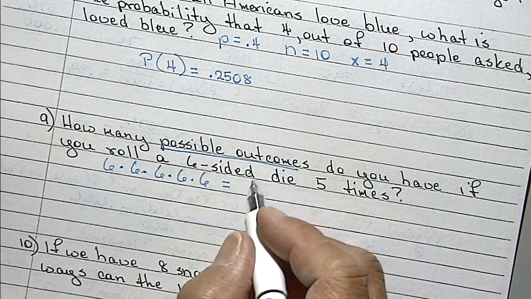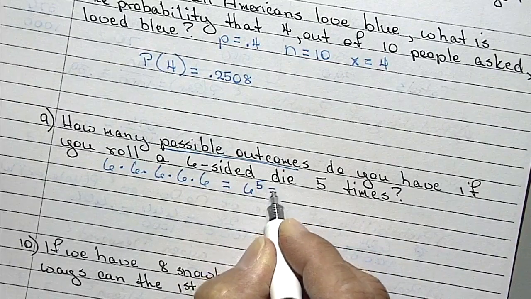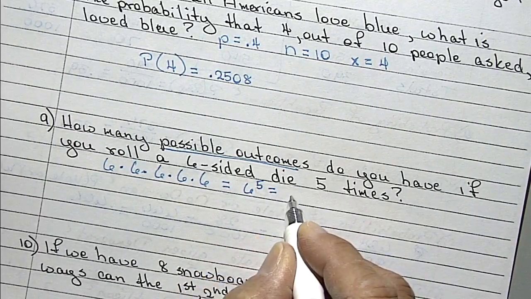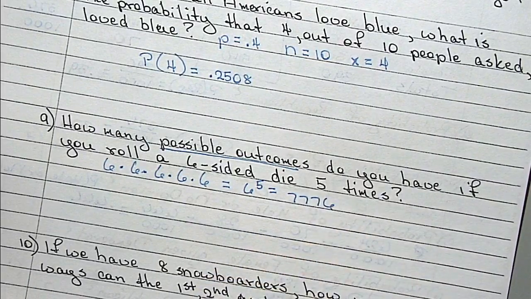Okay, and that came out to be 6 to the power of 5 if you want to do it as an exponent, right? And I got 7776. Okay?